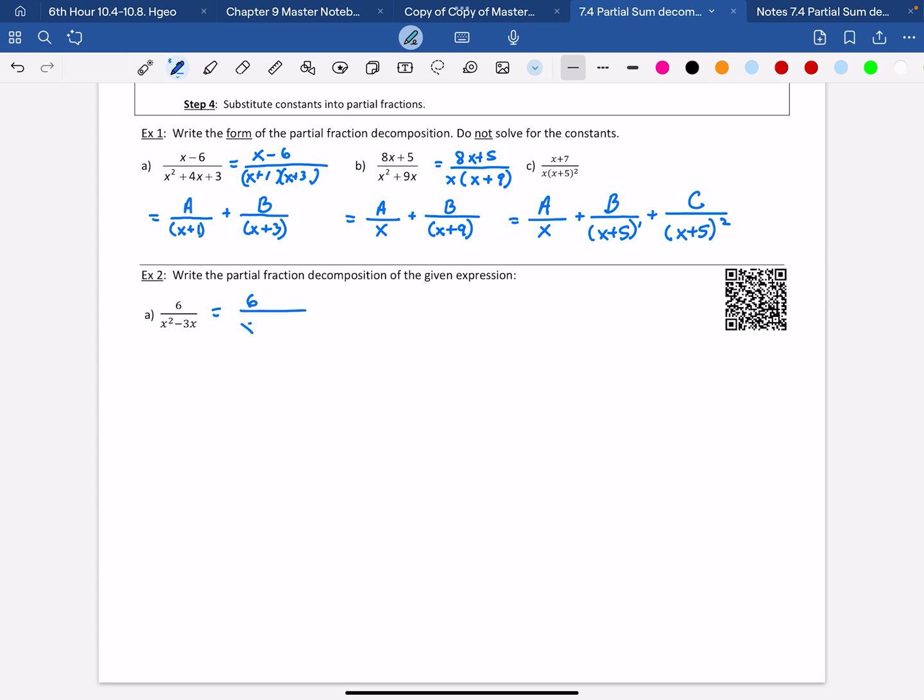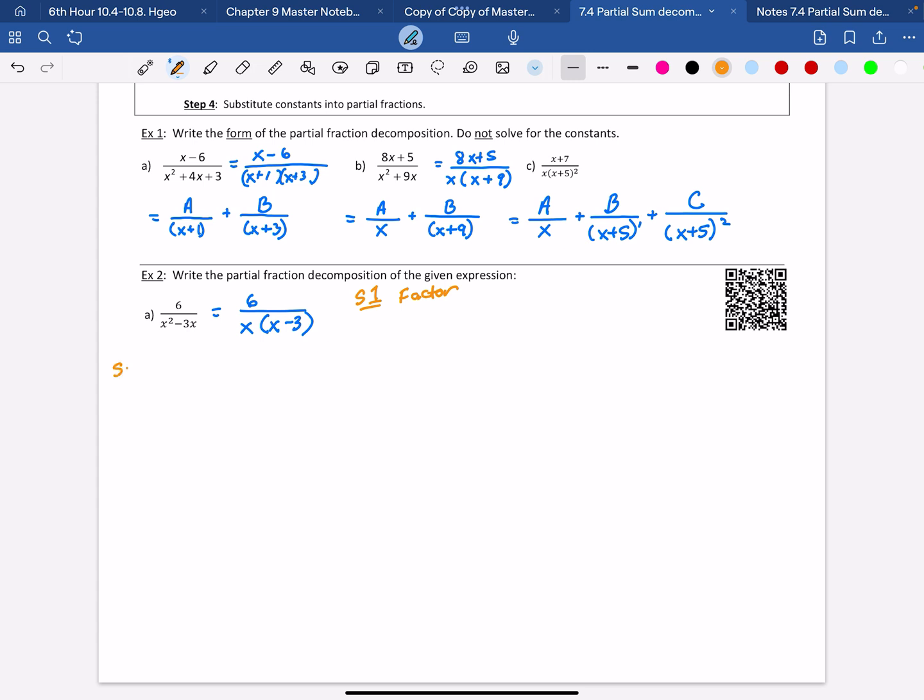Notice the bottom, you can pull that x out, and that would yield x minus 3 for this factor here. All right, so that's your step 1. Step 1, I'm going to call it S1. Step 1, factor the denominator, not the top, just the denominator. Now we're going to move on to step 2.